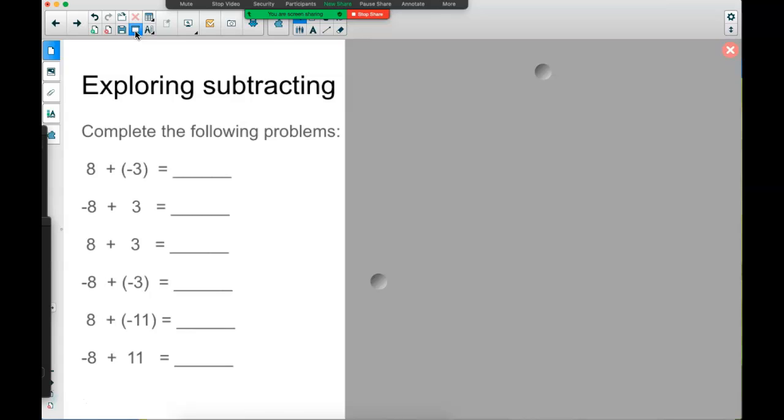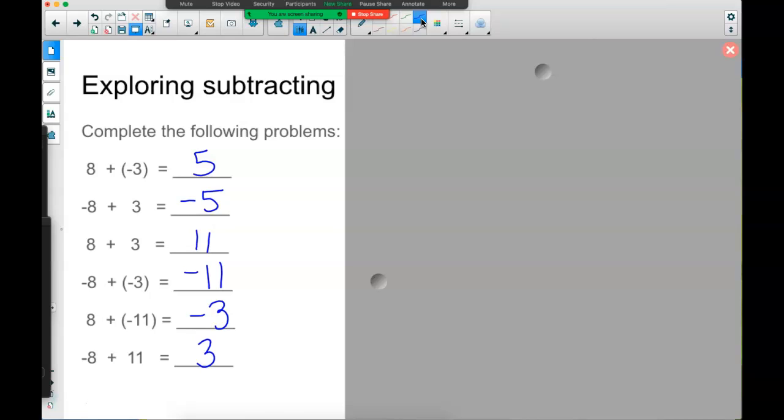Okay, do we think we have these answers? Are these easy? I kind of hope so. Okay, the first one, 8 plus negative 3, shout it out. 5. And the next one is negative 5. 11, 8 plus 3 is 11. Negative 8 plus negative 3? Negative 11. 8 plus negative 11? Negative 3. Negative 8 plus 11? 3. 3, okay. So hopefully you at home had those same answers and that wasn't too hard. I need to write this better because I don't like it when my writing doesn't look good.